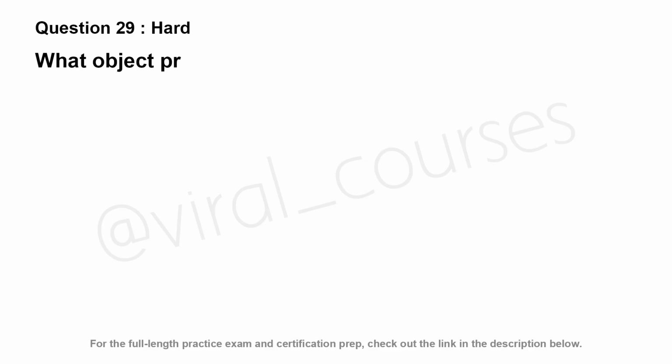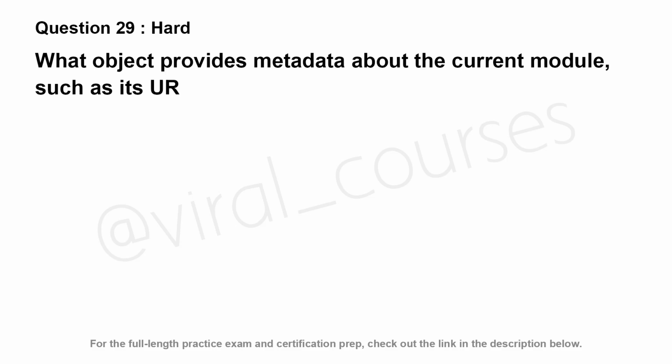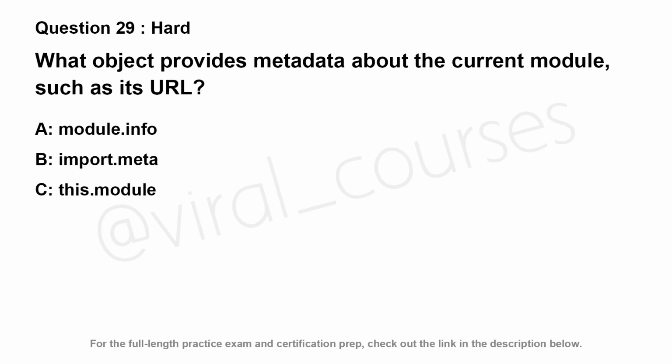What object provides metadata about the current module, such as its URL? Option A. module.info. Option B. import.meta. Option C. this.module. Option D. window.location.